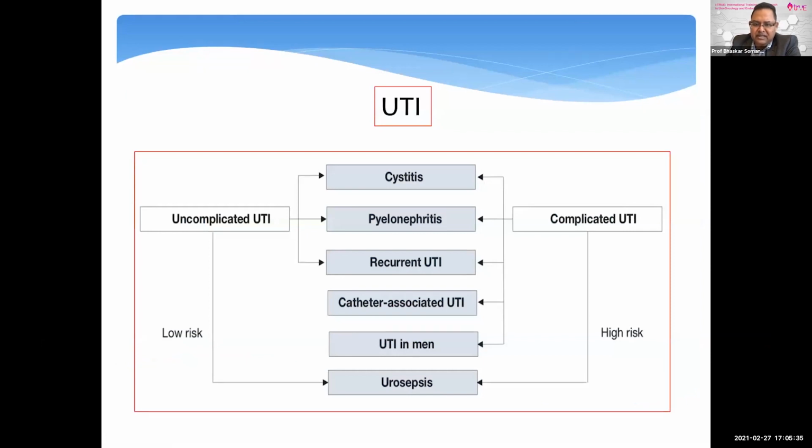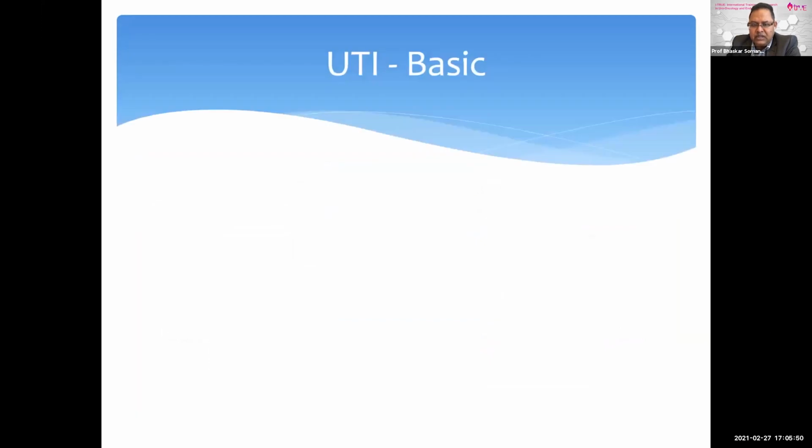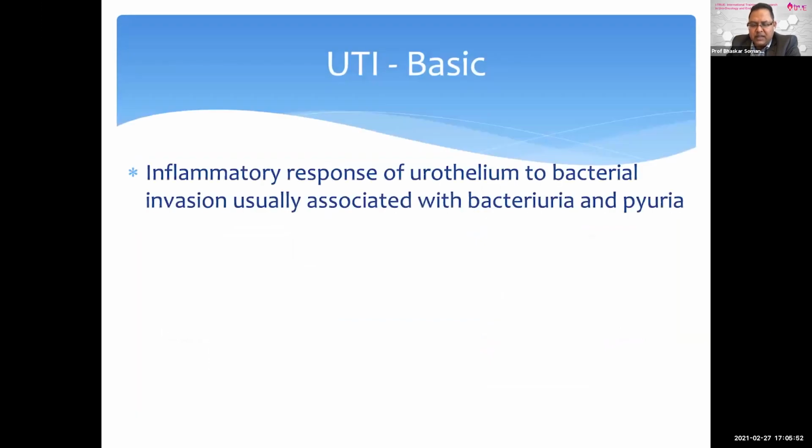So UTI has got different scenarios. You can have cystitis, pyelonephritis, recurrent UTI, catheter-associated UTI, UTI in men, and finally urosepsis. And you can have uncomplicated UTI on one side with low risk, with complicated UTI on the other side with high risk.